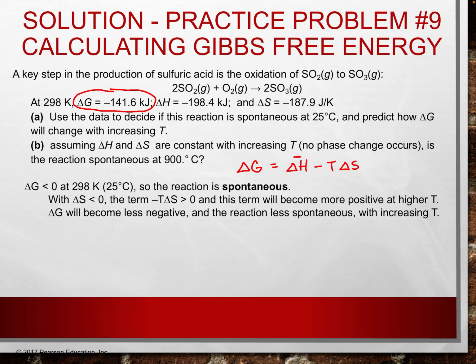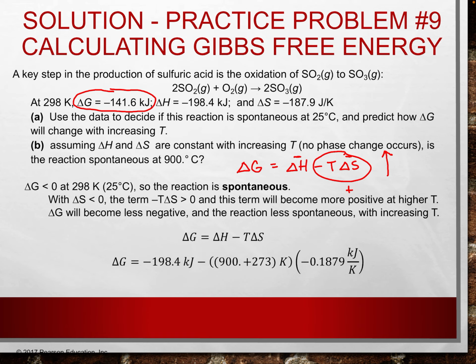Okay, our delta H is negative and our delta S is negative, which is making this term positive, right? And so if we look, with delta S being negative, which makes that negative T delta S positive, the term will become more positive at higher temperature, because as we get higher temperatures, that will make this term bigger, which will take over the negative delta H. So as we increase our temperature, delta G will become less negative, the reaction will be less spontaneous, and so on. And so then we can go ahead and calculate that last bit, right?